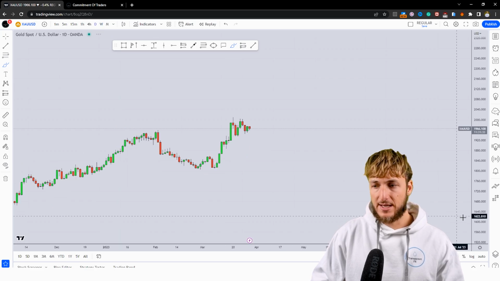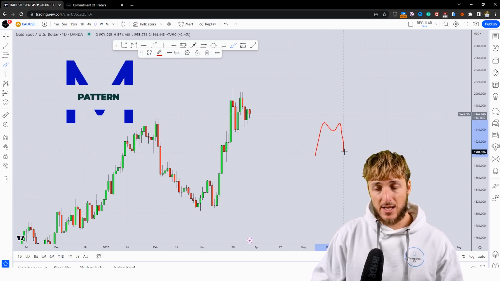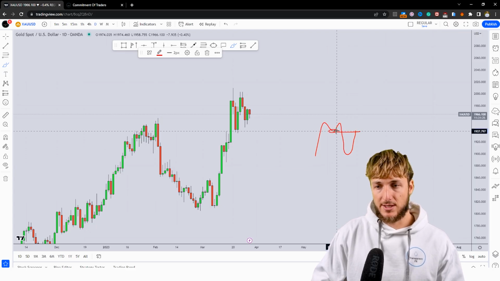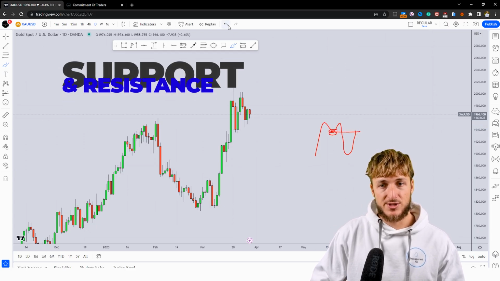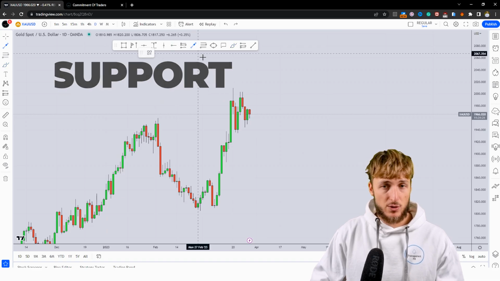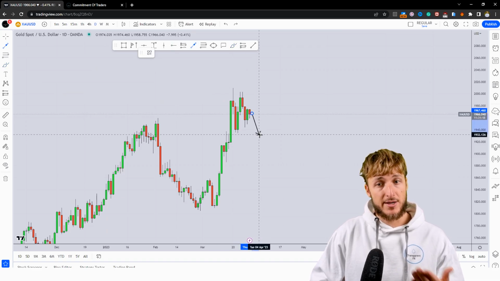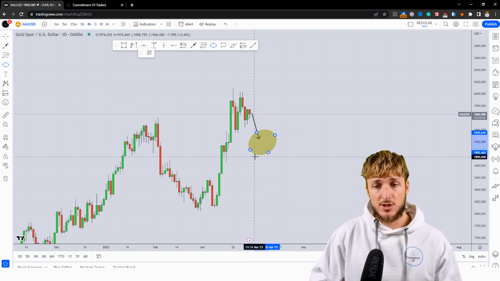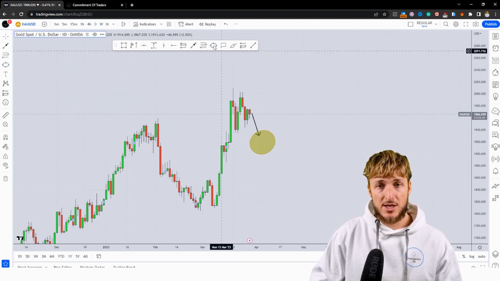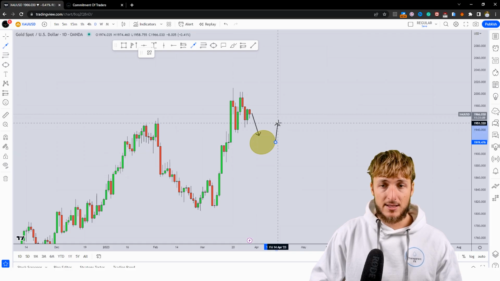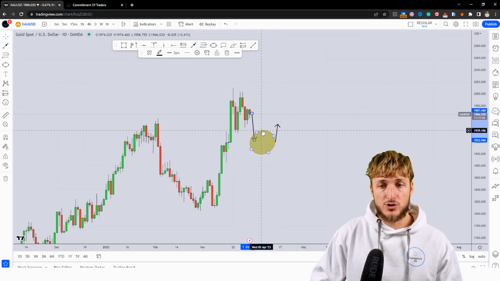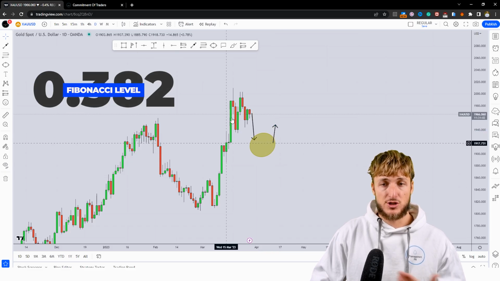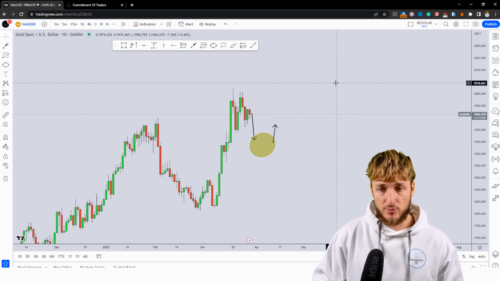Now, generally speaking, after the creation of an M pattern, as we said many times, what we would expect is a potential rejection higher for the completion of the M pattern at the neckline, which is the previous support turned resistance. Meaning that we don't know if the market will create this M pattern, but if we do get the creation of this M pattern, at that point we would have very good probabilities of seeing a potential rejection to the upside for the completion of the M pattern at the neckline, which at that point would also complete and reject the 0.382 of the Fibonacci taken on the weekly impulse as we have identified previously.